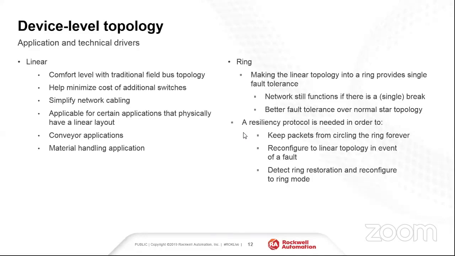And then you have your ring topology. It makes the linear topology into a ring and provides a single fault tolerance. The network still functions very linearly, and it has a single break point. It's better fault tolerant than normal star topologies. A resilient protocol is needed in order to keep packets from circulating the ring forever. It can be reconfigured to a linear topology in the event of a fault, which is a good thing, and it detects ring restoration and reconfigures back from the linear topology to running as a ring.